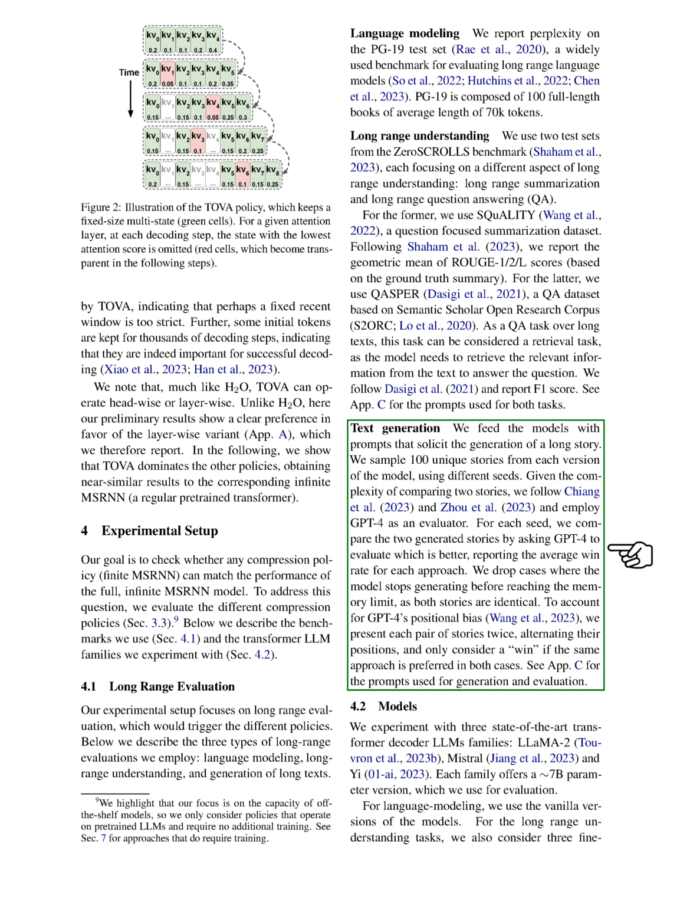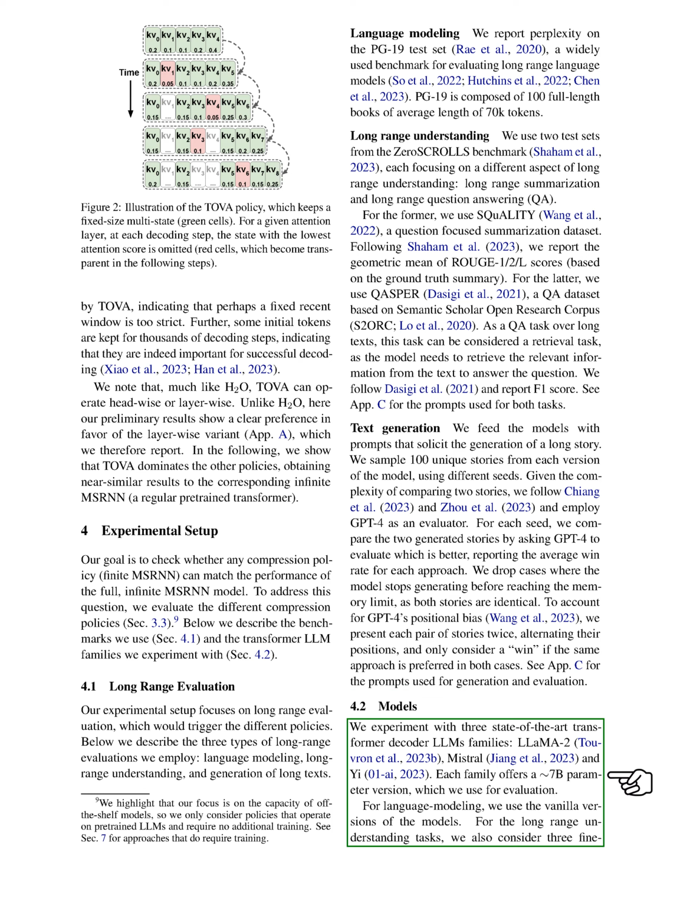We sampled 100 unique stories from each model version, using different seeds. To compare the stories, we used GPT-4 as an evaluator. We only considered a win if the same approach was preferred in both cases. We used 3 state-of-the-art transformer decoder LLM families: Llama 2, Mistral, and Yi.